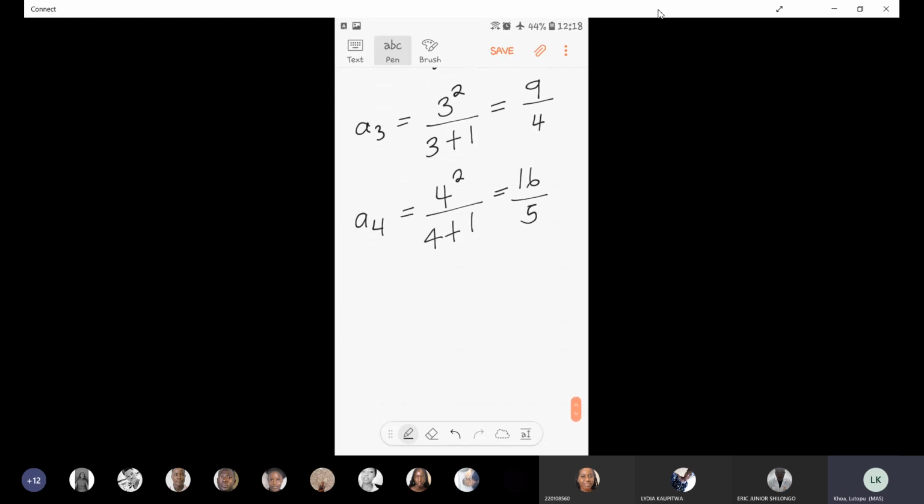Okay, so we can list them. The first one is a half. Then I have 4 over 3. I have 9 over 4. And then 16 over 5. And the dots just show that it continues. Those are the first 4 terms.